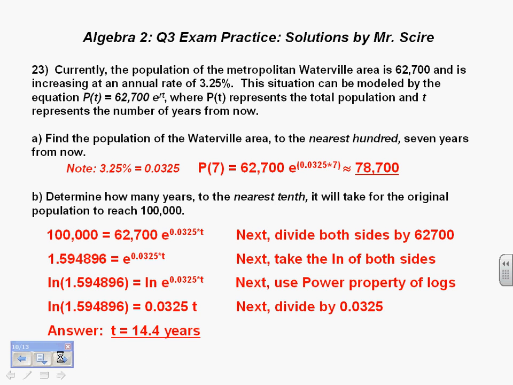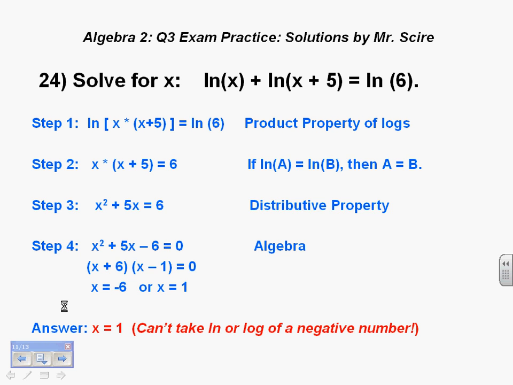Okay, next problem. 24. We're going to solve for x. And we're given log plus log. So we know from the product property of logs that the sum of two logs is equal to the log of the product of the two pieces inside. So x times x plus 5 equals the log of 6. I keep saying log. You recognize that ln is the same as log base e. Okay, so we have this product.